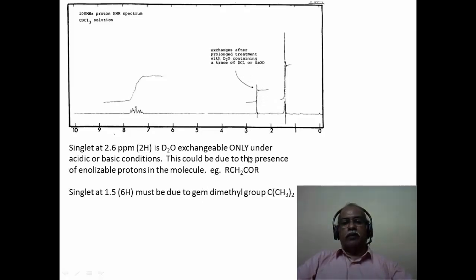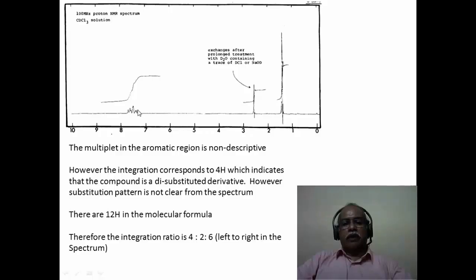The singlet at 1.5 ppm is due to a gem dimethyl group, because a singlet with an intensity of 6 hydrogens could correspond only to a gem dimethyl group kind of functional group in the molecule. So we have identified a CH2CO and a gem dimethyl group, and from the proton NMR spectrum we have identified that it is a disubstituted benzene derivative.